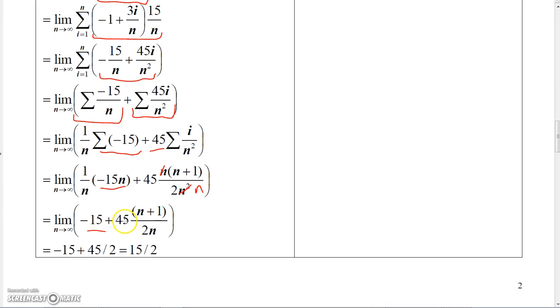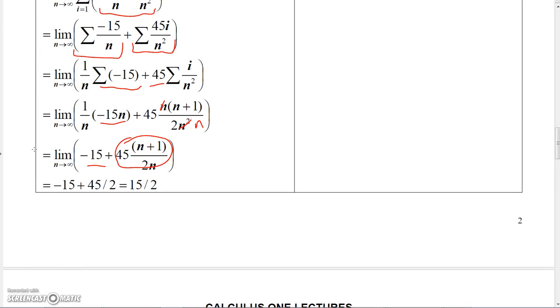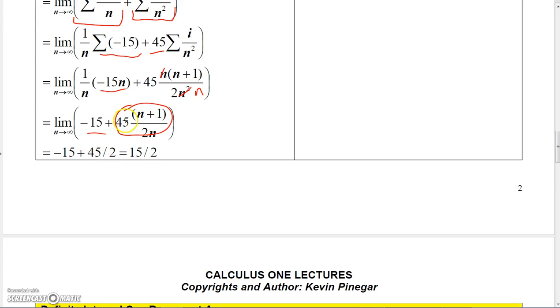And then the limit of this is simply going to be 45 over 2, because the degree of the top and the degree of the bottom is the same. So that's just going to be 45 over 2. So I get minus 15 plus 45 over 2. Well, that'd be minus 30 over 2 plus 45 over 2, which is 15 halves. Now, you're going to hate me when I show you the fundamental theorem of calculus, how we can evaluate this integral much differently, but you do need to see the connection between the integral and the Riemann sums.